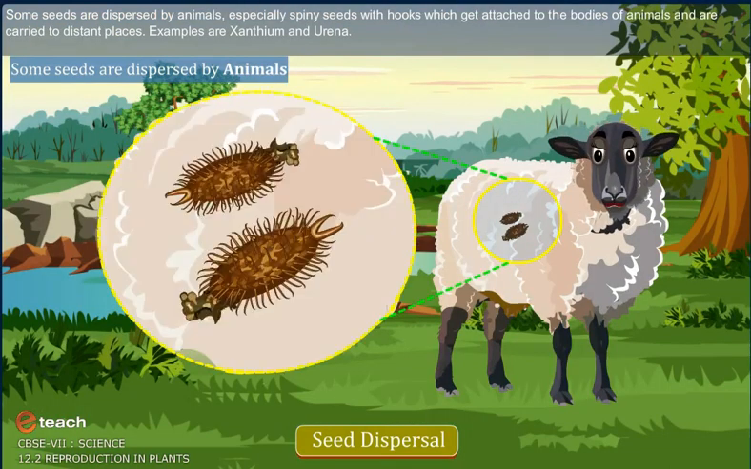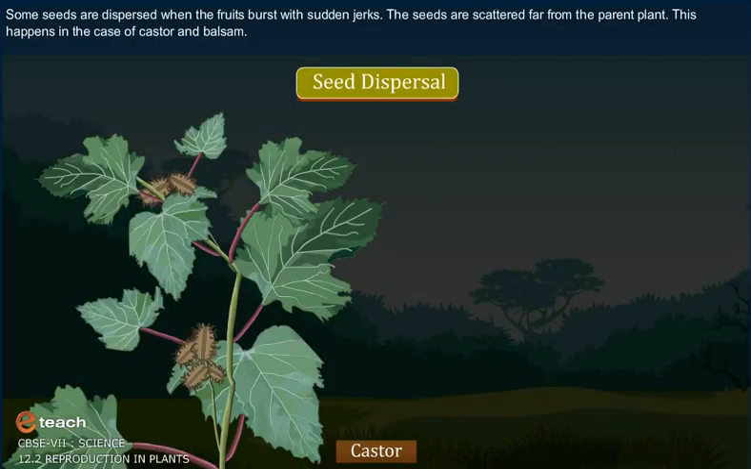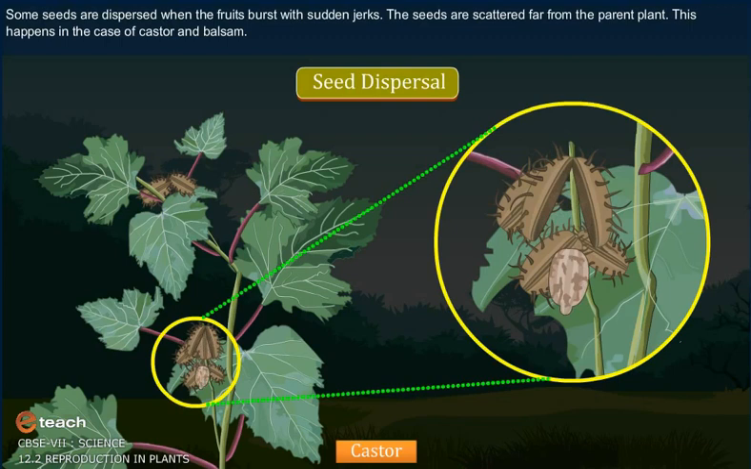Some seeds are dispersed by animals, especially spiny seeds with hooks, which get attached to the bodies of animals and are carried to distant places. Examples are xanthium and urena. Some seeds are dispersed when the fruits burst with sudden jerks. The seeds are scattered far from the parent plant. This happens in case of castor and balsam.